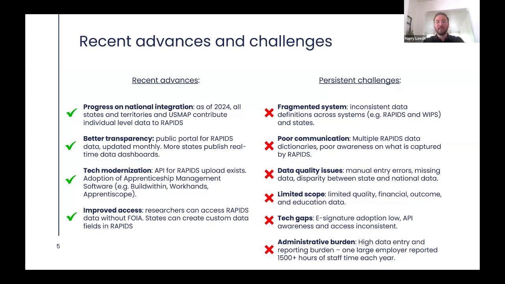Data quality, I think, is something that almost everyone recognizes as an issue. To give a few examples here, we still have disparity between state data and national data. If you look at a state dashboard, it's often different to what's in Rapids, although this has been getting better with more recent data. We've still got an issue here.